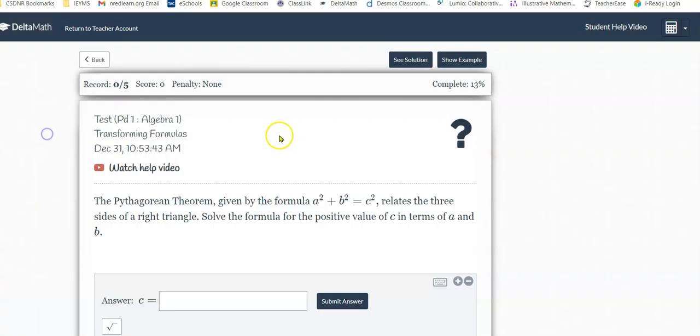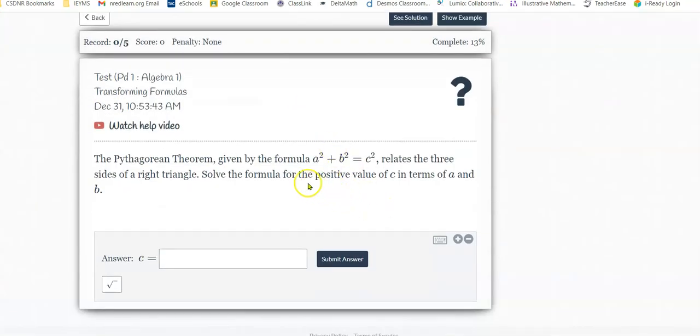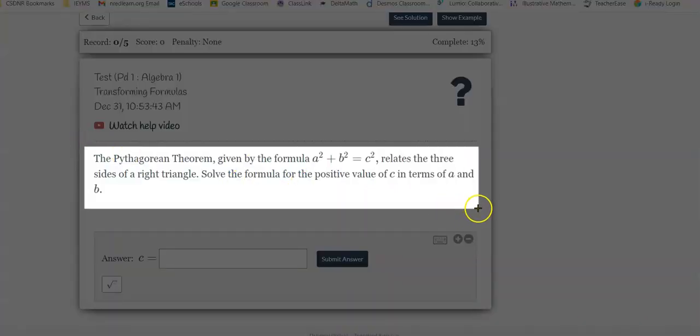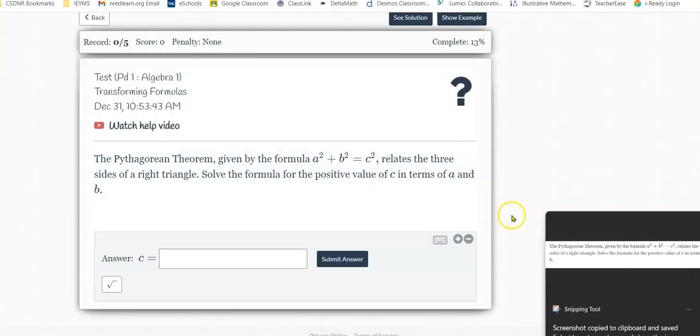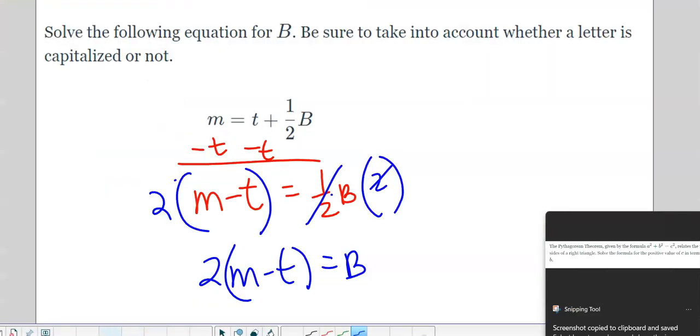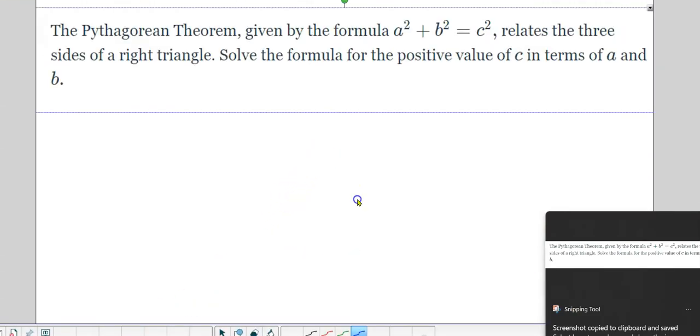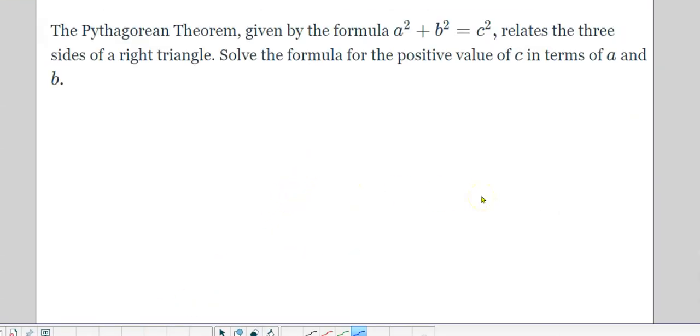All right, next topic, transforming formulas, very similar, but specifically you're not just given random letter combinations, you are given a specific formula. This one happens to be called the Pythagorean theorem, which is helpful for finding missing sides of a right triangle. And we learned about that in the 8th grade. And we are trying to solve the formula for the positive values of c. So we want to get c by itself.